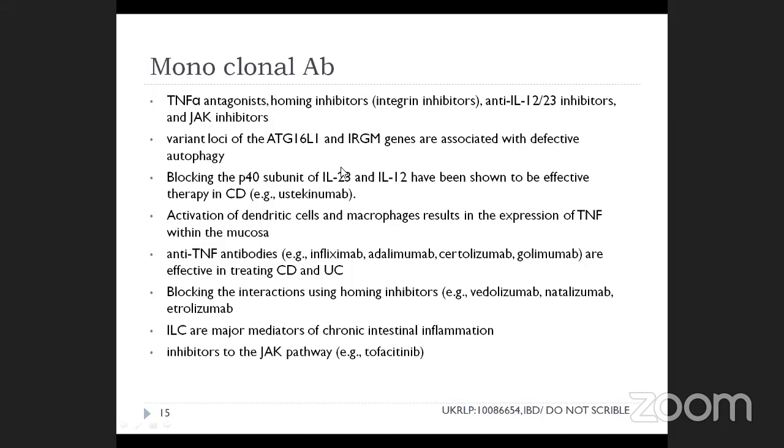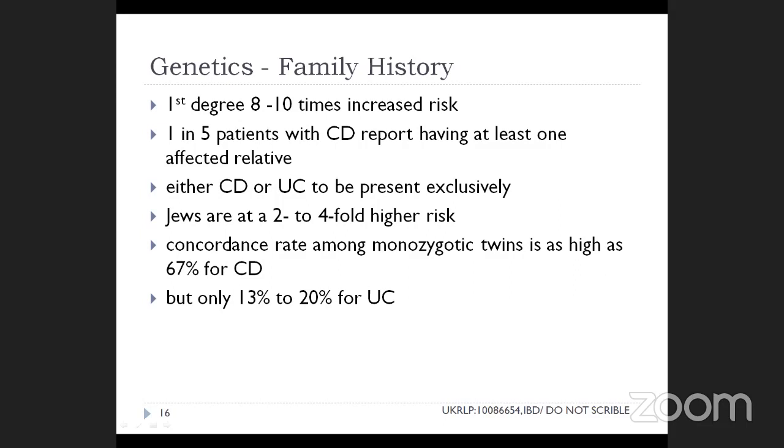So when it comes to the genetics of family history, any patient who has Crohn's disease, the first degree relatives have the highest chances, 8 to 10 times the chance, of getting the inflammatory bowel diseases. In other words, any patient can pass on the disease to their children 8 to 10 times more. And 1 in 5 patients with Crohn's disease report having at least one affected relative in their family.